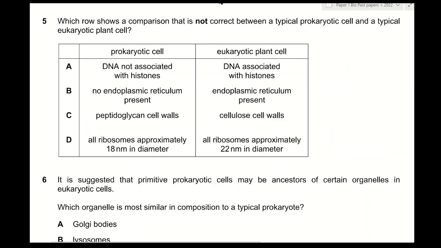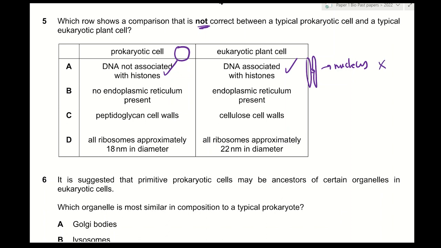to be D. Question number 5, which row shows a comparison that is not correct between a typical prokaryotic cell and a typical eukaryotic plant cell? Now, let's see the suggestions that we have here. For a prokaryotic cell, we have DNA not associated with histones. Now, this is actually correct because prokaryotic cells have circular DNA, and circular DNA does not have histones. Therefore, this is correct. Eukaryotic plant cell has DNA associated with histones. This is correct. Our normal linear DNA found inside the nucleus is definitely bound to histones. Therefore, this is correct. And here it's asking for the incorrect answer, so A cannot be the answer.